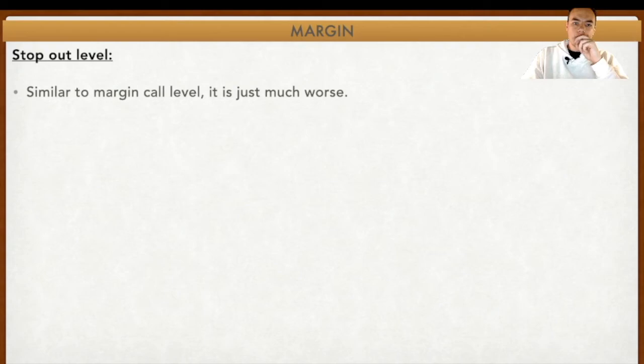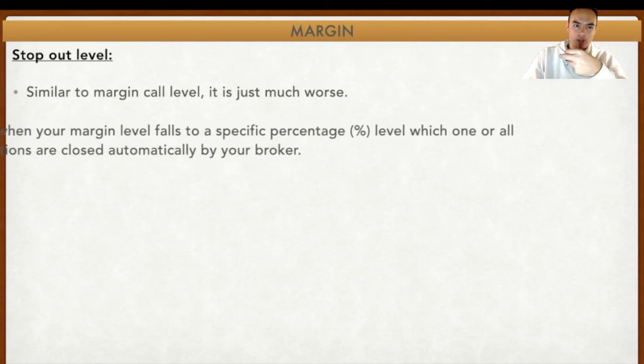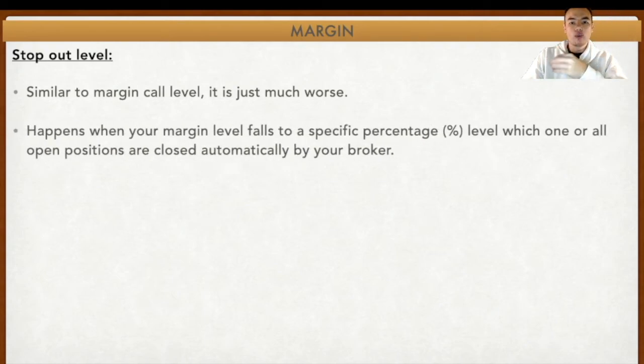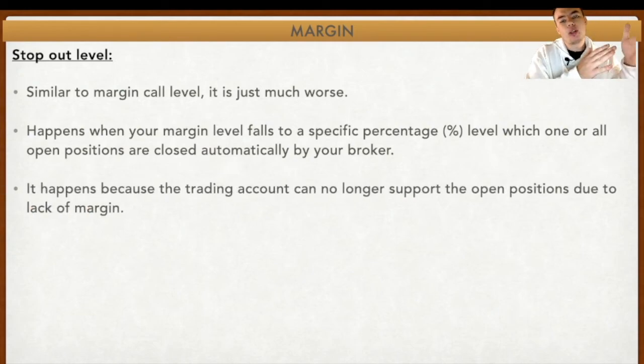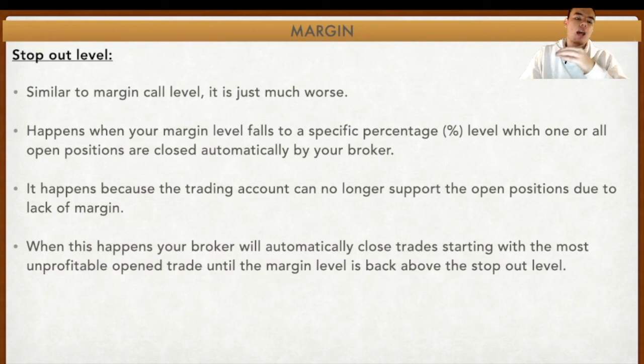It's similar to a margin call, but much worse. It happens when your margin level falls to a specific percentage, at which point one or all open positions are closed automatically by your broker. It happens because the trading account can no longer support the open positions due to lack of margin. Your broker will automatically close trades, starting with the most unprofitable open trade, until the margin level is back above the stop out level.